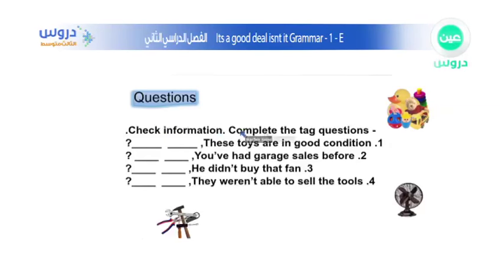Check information. Complete the tag questions. We have a formatting problem here, so no problem, I think it's very clear. These toys are in good condition. What is the tag question here, Mirhan? Do you know? Aren't they? You think so? These toys are in good condition, aren't they?